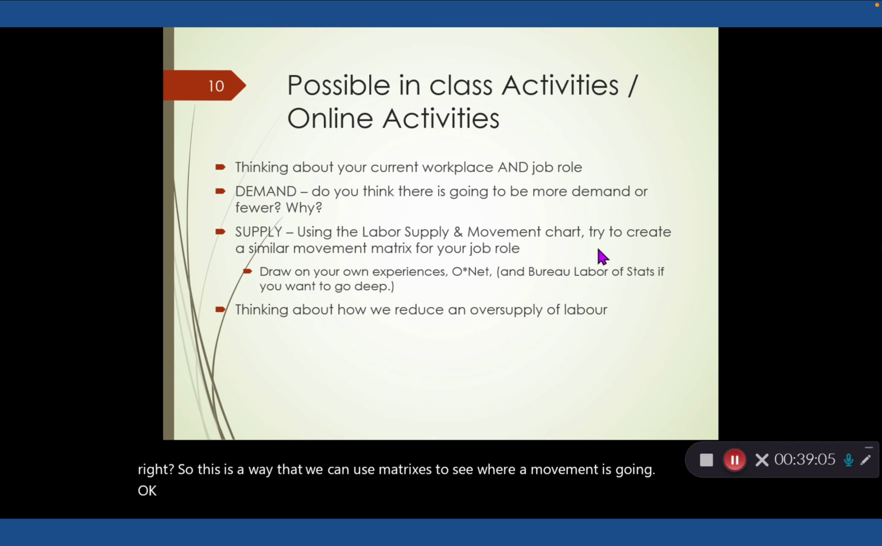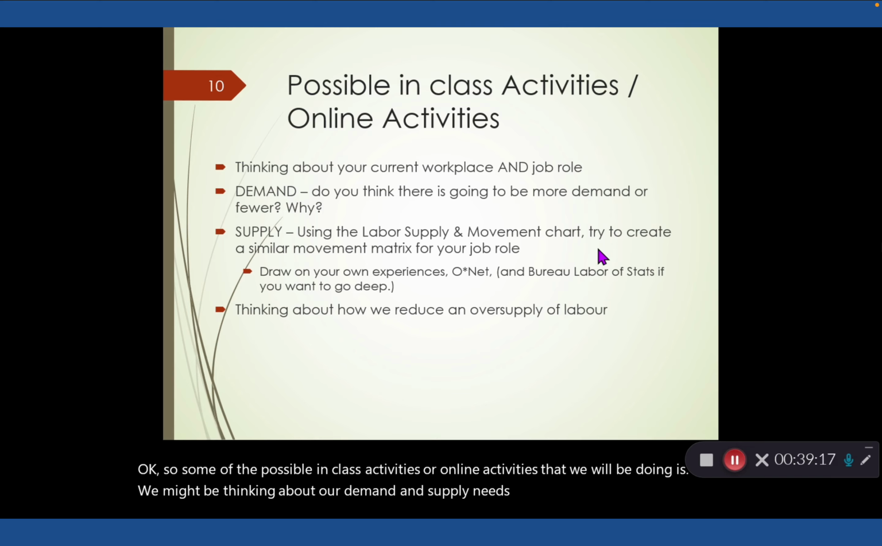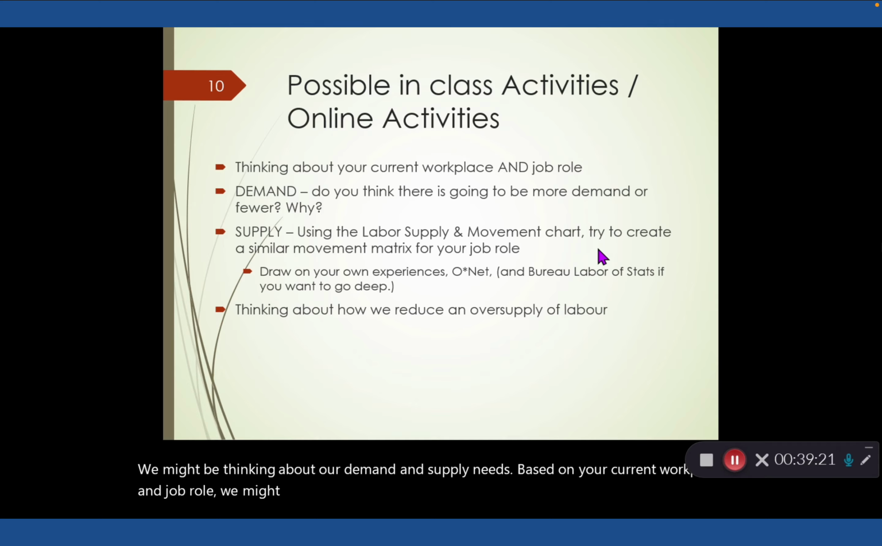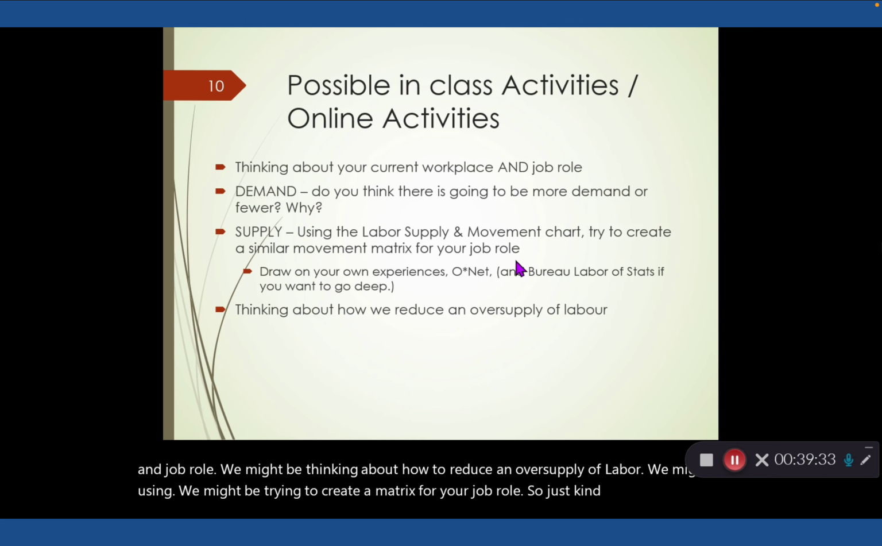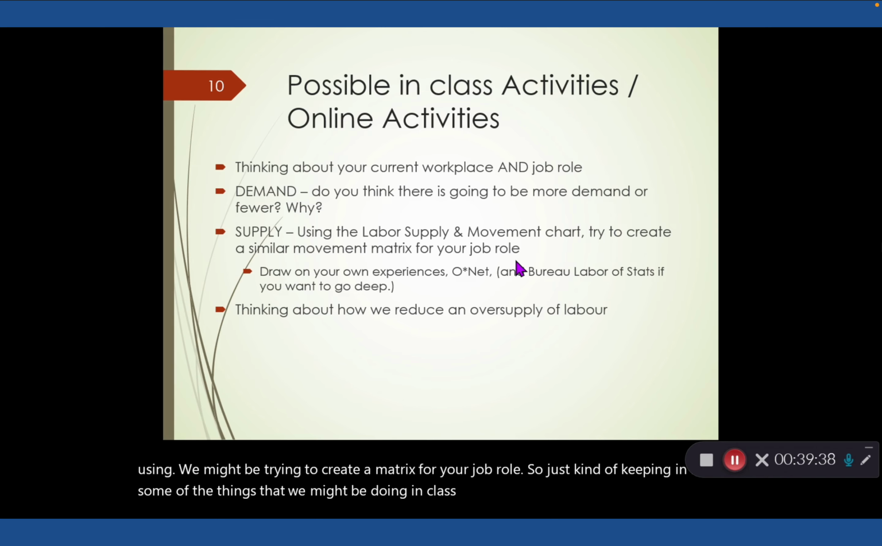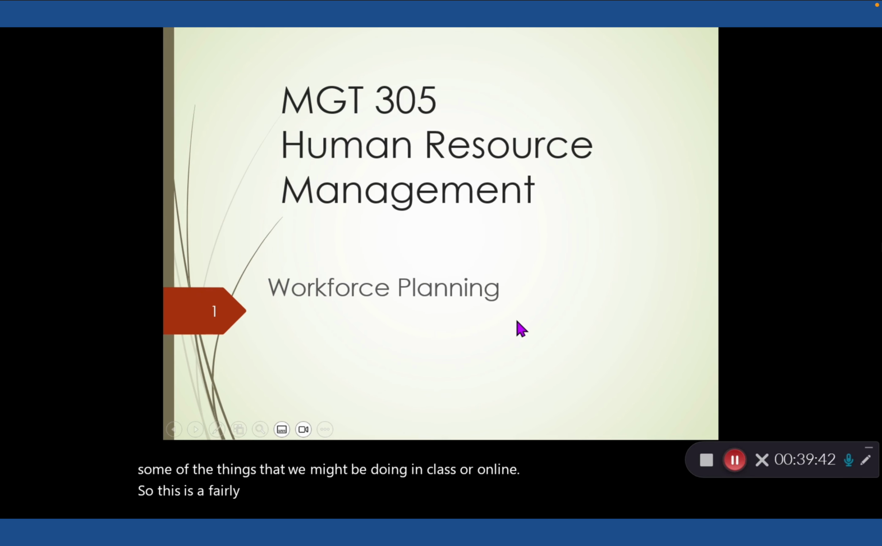Okay, so some of the possible in-class activities or online activities that we will be doing is we might be thinking about our demand and supply needs based on your current workplace and job role. We might be thinking about how to reduce an oversupply of labor. We might be trying to create a matrix for your job role. So just keep in mind some of the things that we might be doing in class or online. This is a fairly short tutorial because I'm not putting recruiting in here. We're only going to be talking about planning right now.